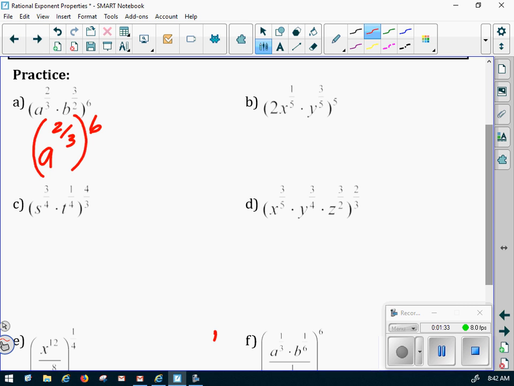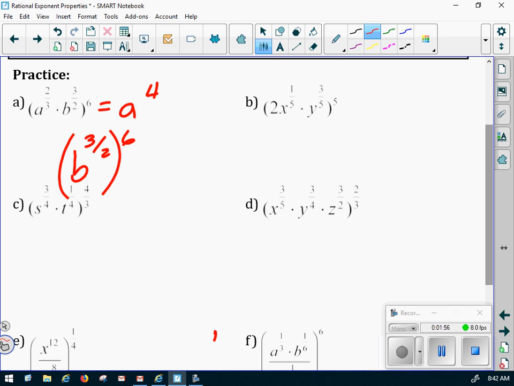What do you do to those exponents? Tell me, what do you do to the exponents? You multiply them. So what's 2/3 times 6? 12/3, which is 4. So this is going to be a to the 4th. Then you have b to the 3/2 raised to the 6th. 18/2, which is 9. So a to the 4th times b to the 9th. Multiplying fractions is super easy. That's it.